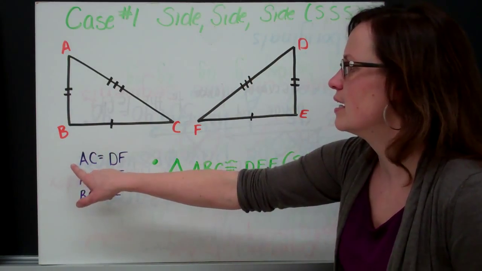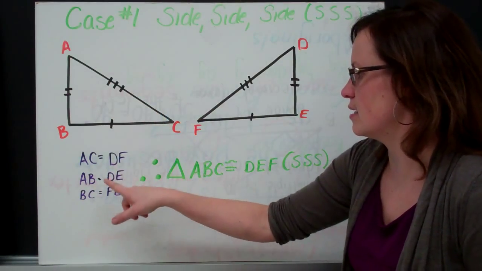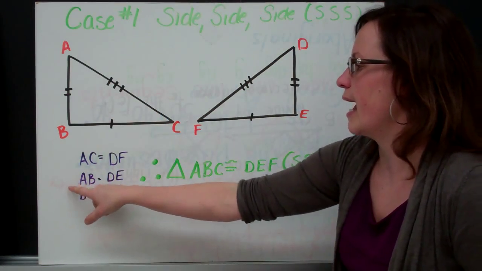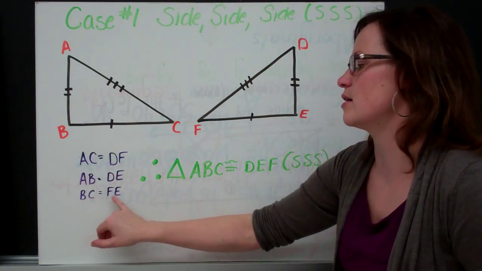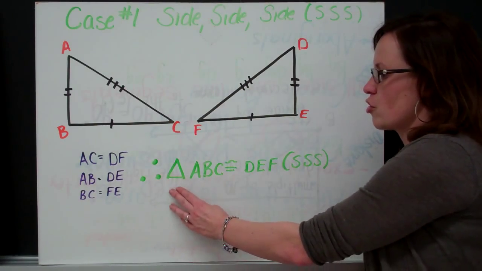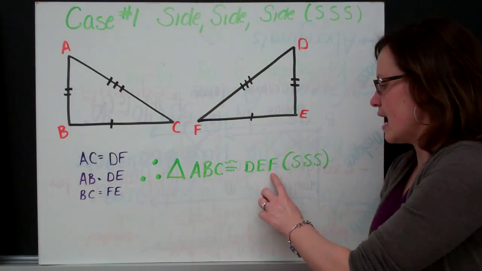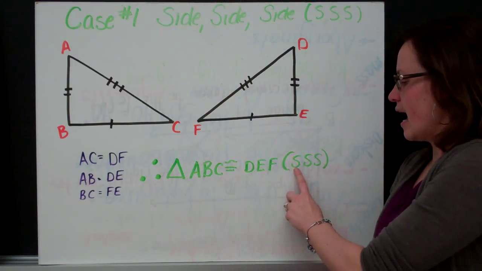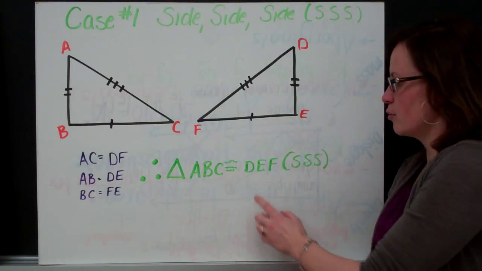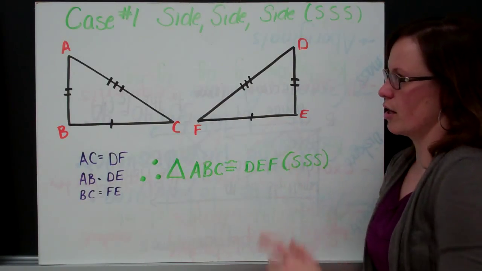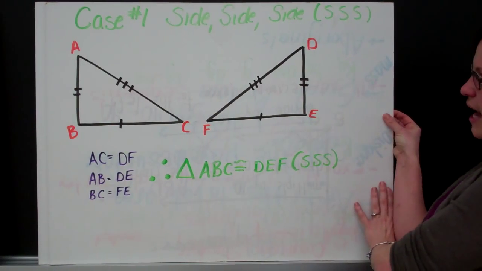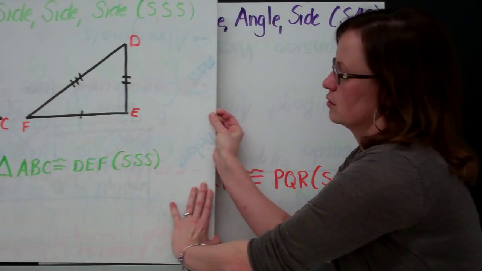So I can list side AC is equal to side DF, AB is equal to DE, BC is equal to FE. Therefore, triangle ABC is congruent to triangle DEF because of the SSS rule, or the side, side, side rule. I didn't put a triangle there. There should be a triangle there. So that's the side, side, side rule.